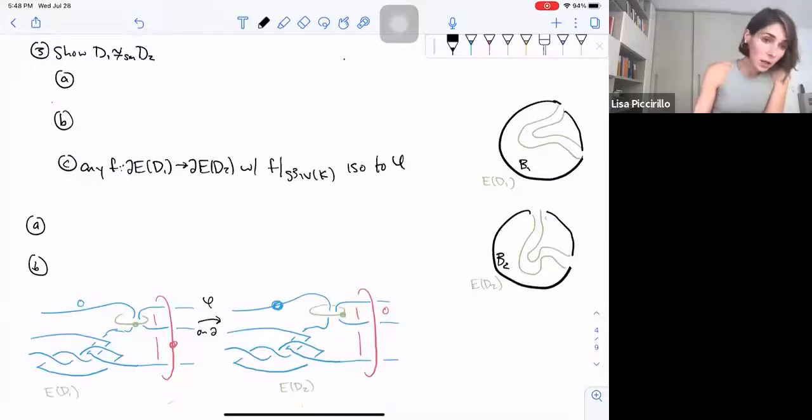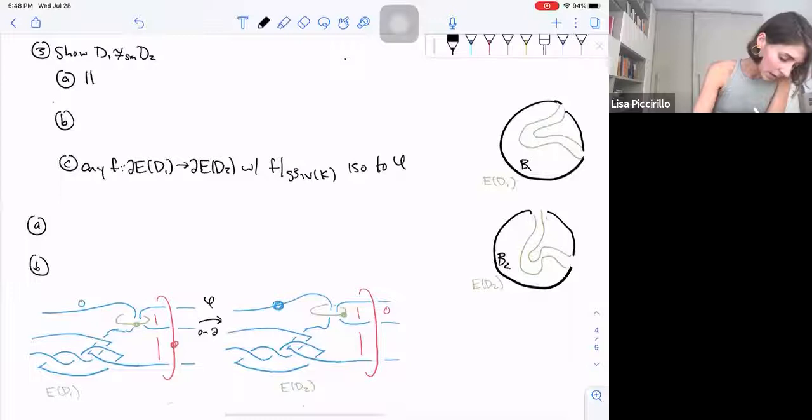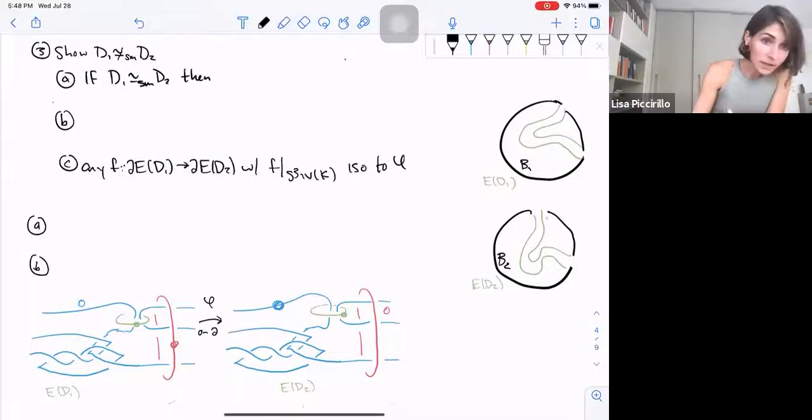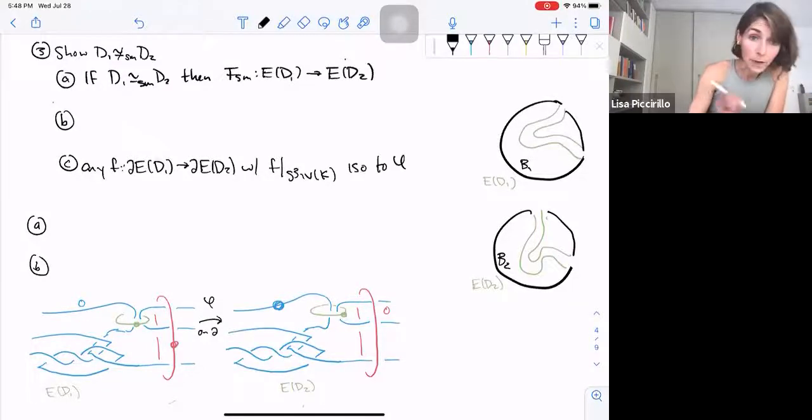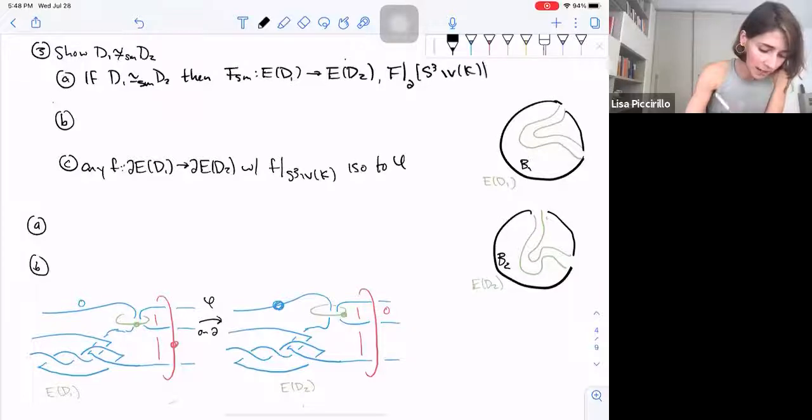So to get started, what we're going to observe is that if the disks were smoothly isotopic, then that would give us a diffeomorphism of their complements. And actually, we'd even know some stuff about that diffeomorphism. We would know that if you restricted that diffeomorphism to the boundary, so just look at what it does on the boundary, and then in fact, just look at where that sends the knot complement. So I'll unpack this in just a second. It's going to have to preserve it.